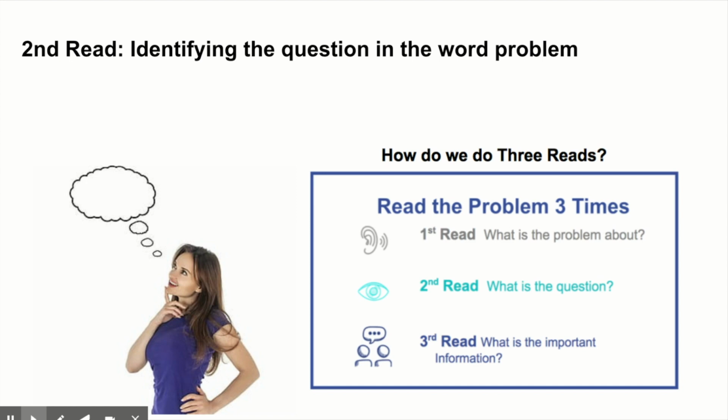On the second read, which can be done as a choral read, students are being asked to identify the question, or in this case, questions in the word problem. You may ask the student to highlight or underline the questions in the word problem. Students may also be asked to generate other possible questions that could be answered with the information given in the word problem.